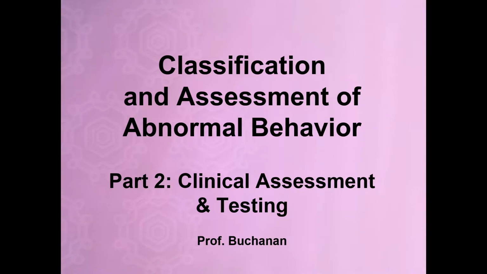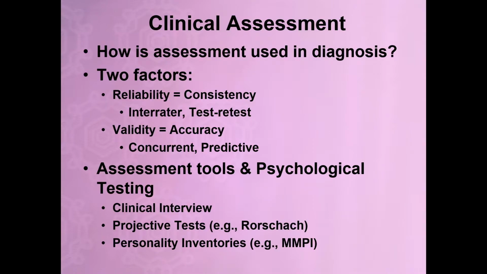Welcome back to Part 2, Classification and Assessment of Abnormal Behavior on Clinical Assessment and Testing. Just to recap, for diagnosis, we need information on psychological, biological, and social factors that could be influencing a person and contributing to the disorder or symptoms that they're manifesting.